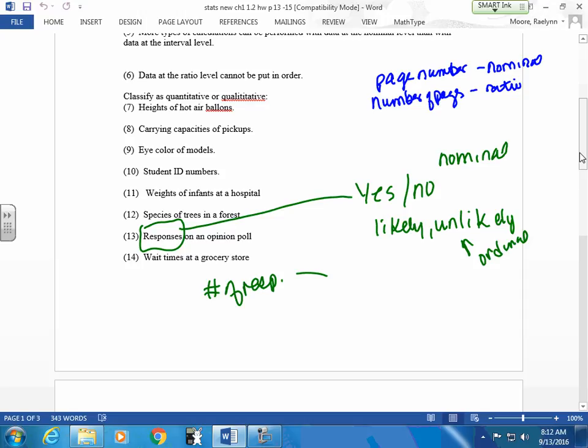So what kind of data would this be? It would be quantitative. And what would it be in terms of the level? Well, ratio if you're going to count the minutes. So intervals, I'm going to say, I went in at 1:04.